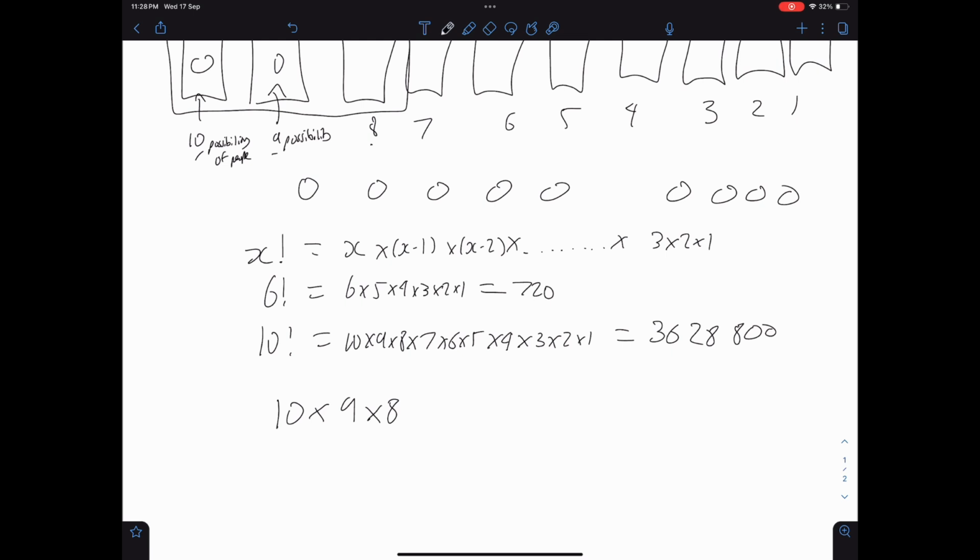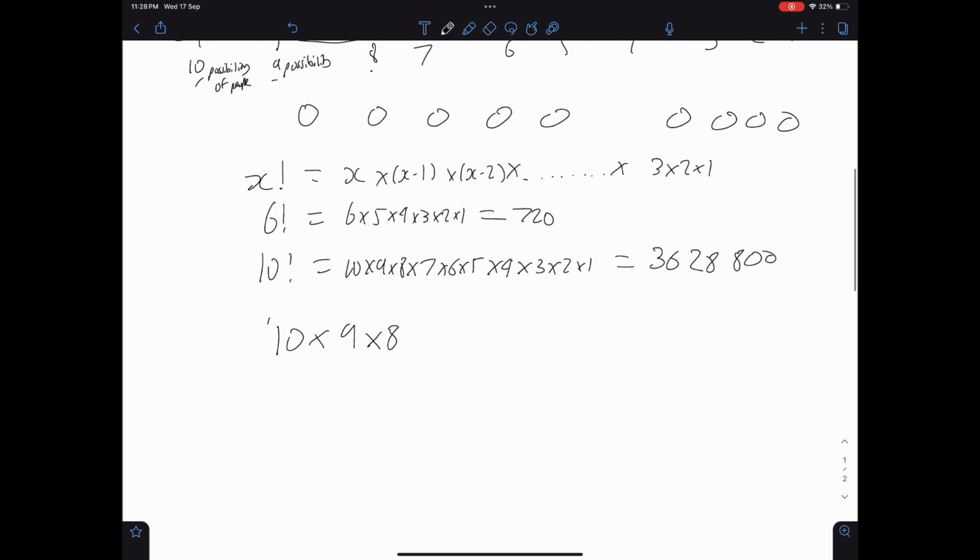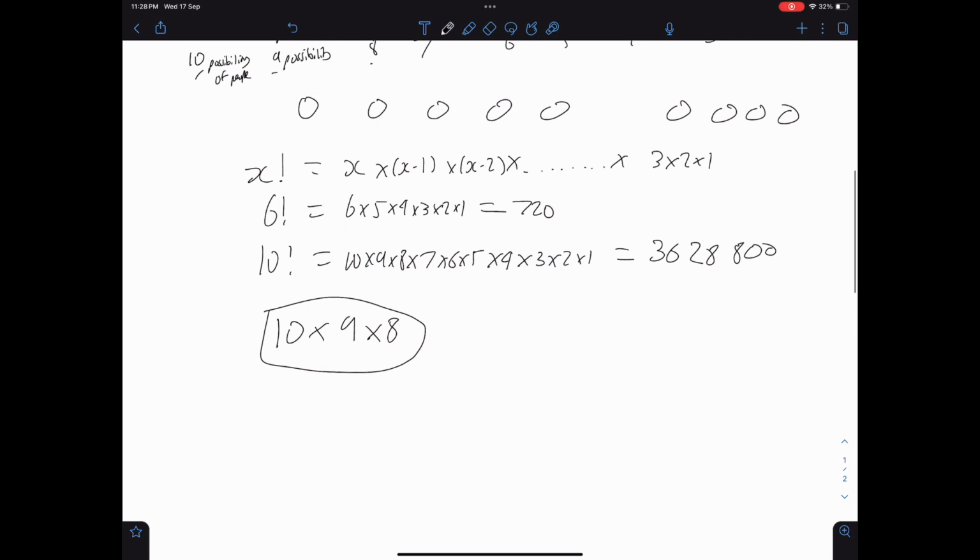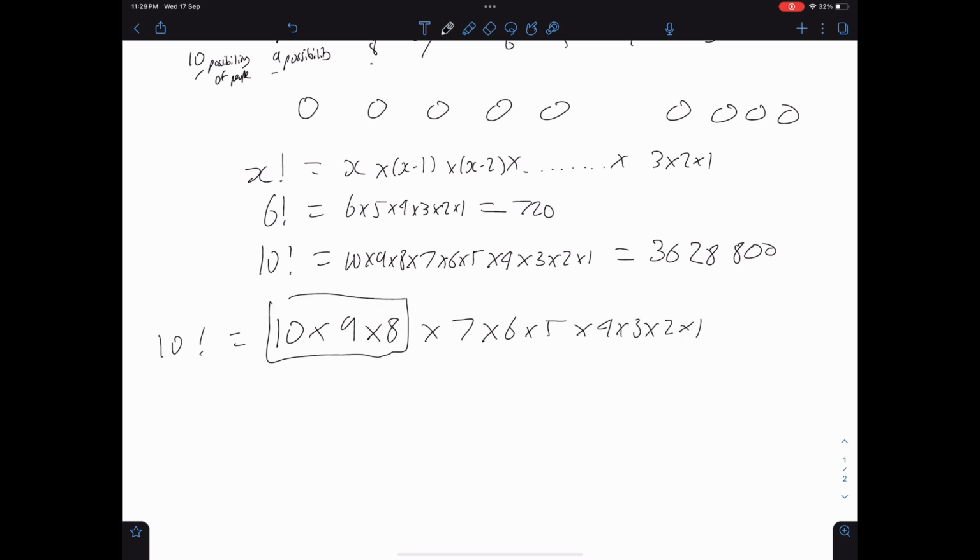But how can we generalize this? What relationship does this have to factorials? And I think I'll just give it away. If we did 10 factorial, it'd be like that. But in order to just get this, we'd just divide by all this, right?